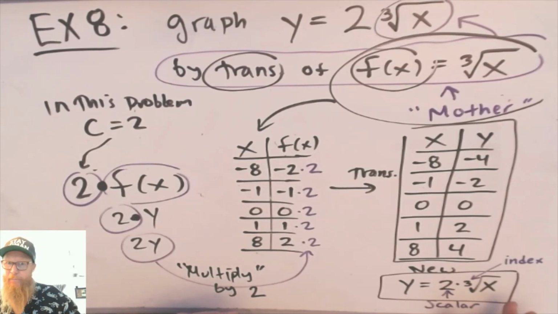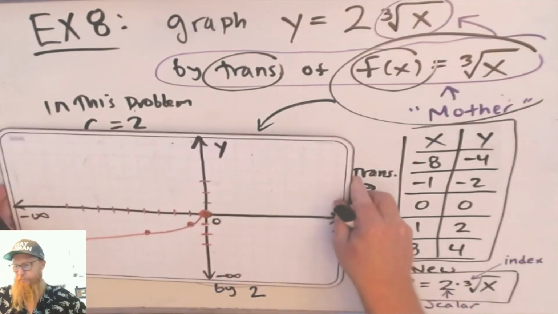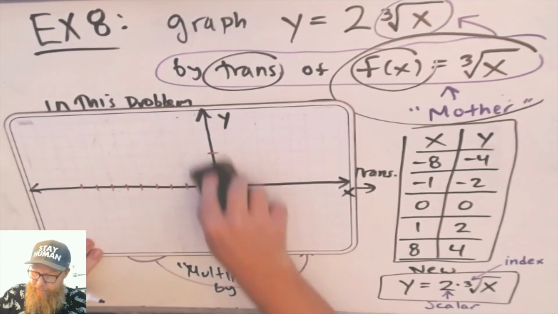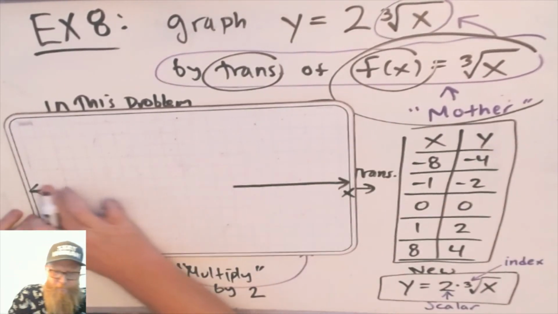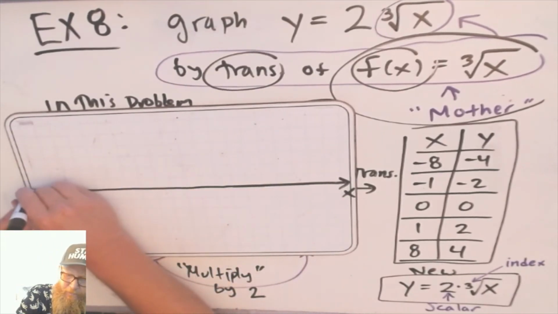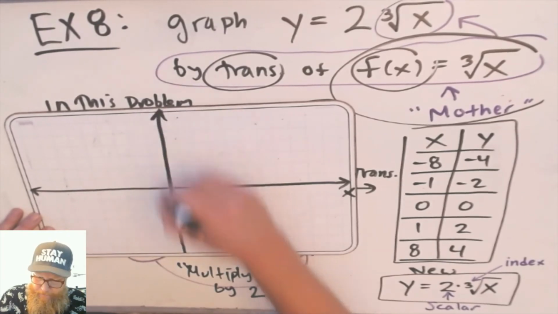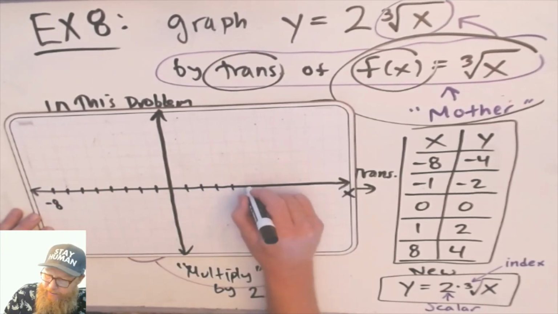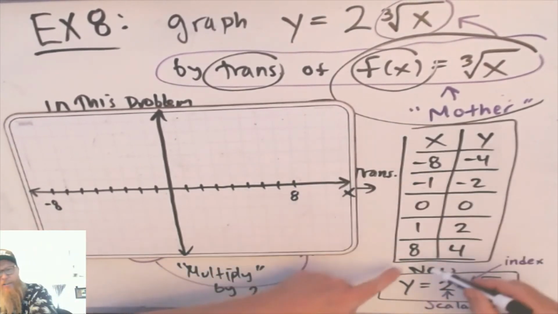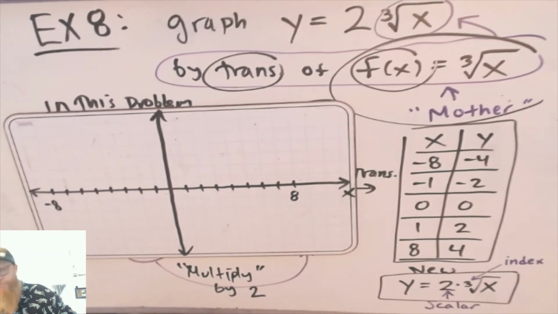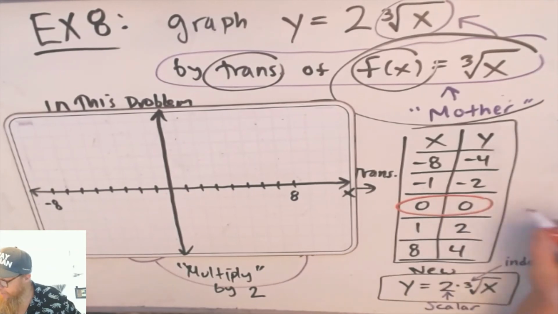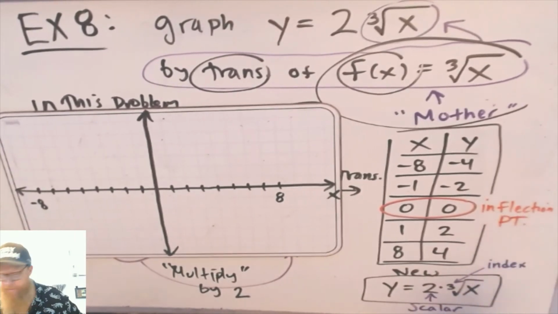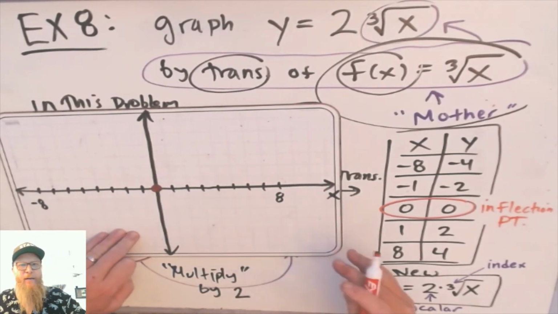Ready? Set. Graph. Again, I'm only graphing the offspring. I'm not graphing the mother function. I'm going to go ahead and mark off the 8s and the -8 so I don't get confused. 4, 5, 6, 7, 8. It's good to know where you are. Okay, start in the center. This is called the inflection point. Inflection point, PT for point. Put that point first, and then after that, I don't care what you do next.